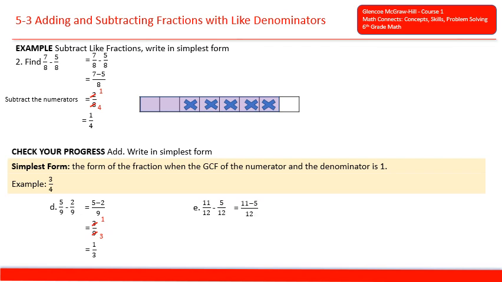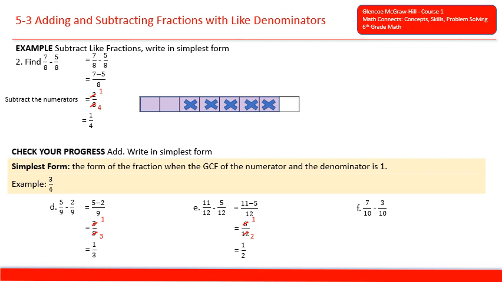11/12 minus 5/12. So we'll rewrite that as 11 minus 5 over 12. If we subtract the numerators, we get 6/12. And there is a common factor of 6. So if we divide 6 by 6, we get 1. And 12 by 6, we get 2. So our simplified answer is 1/2.